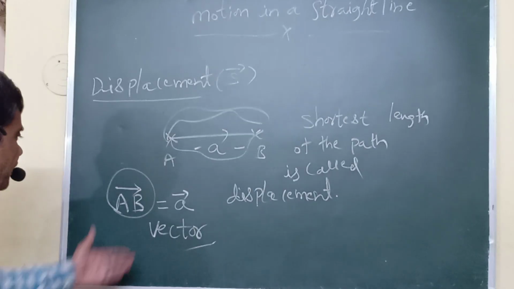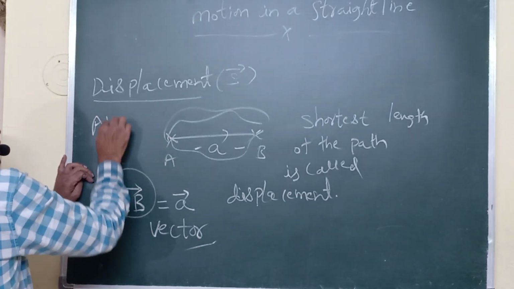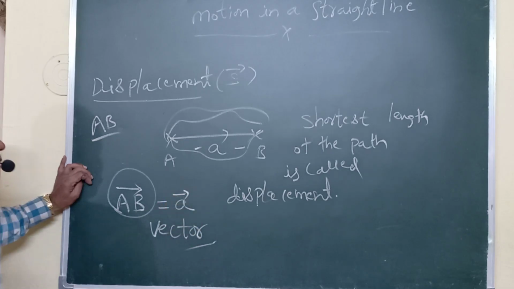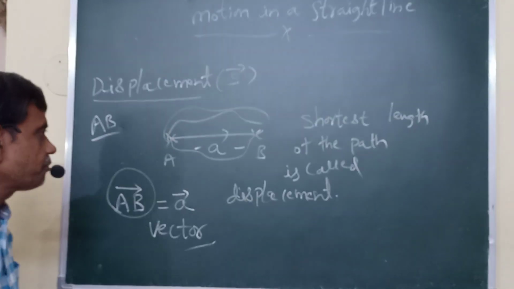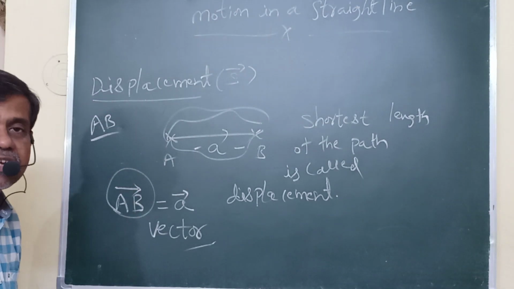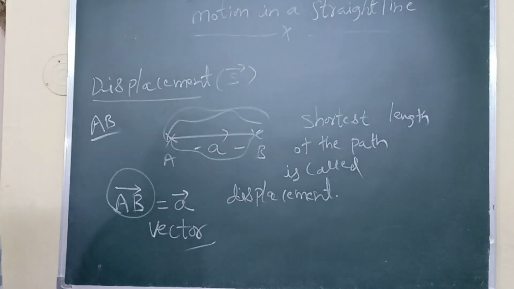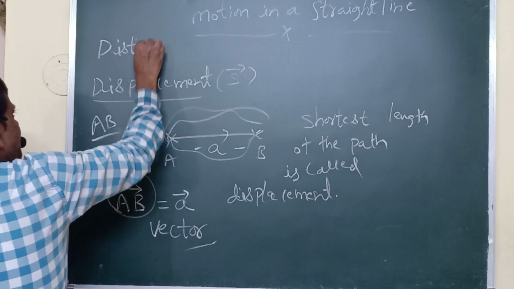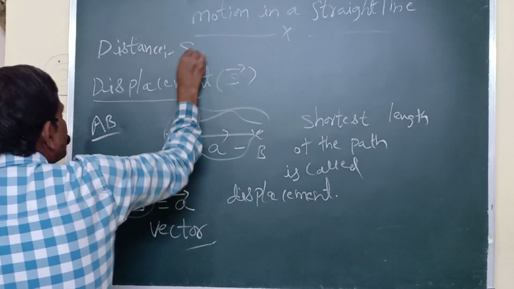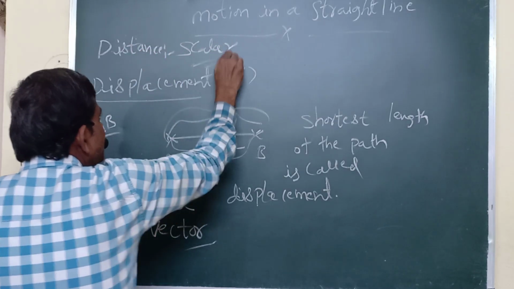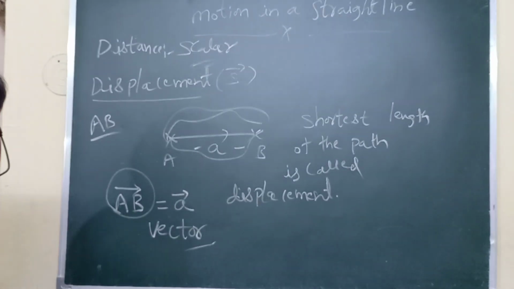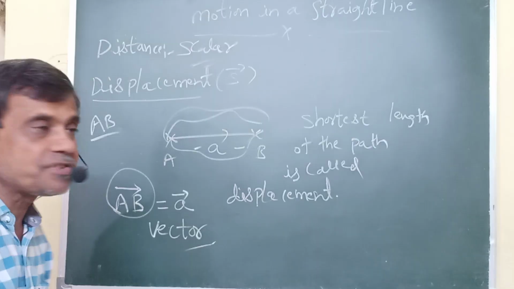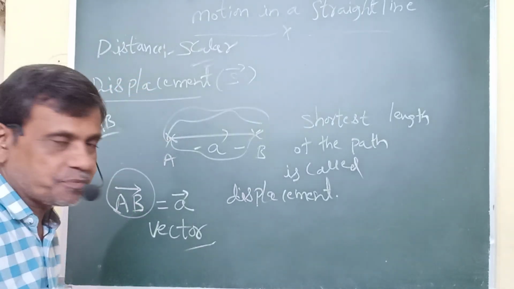A vector is always denoted with bold letters, or by taking any magnitude and giving an arrow mark on the top. So displacement is a vector and distance is a scalar. Distance has only magnitude, no direction, and follows simple algebra. But displacement follows vector algebra. That is the main difference between vector and scalar.